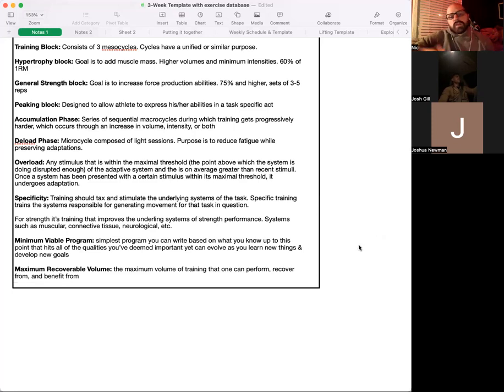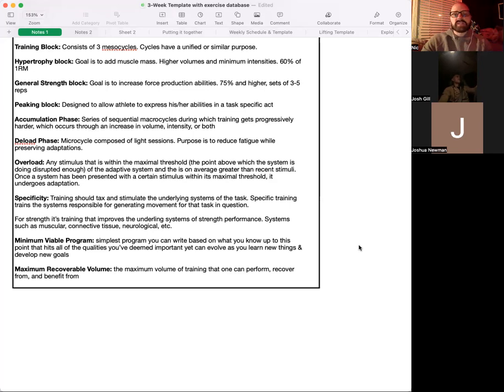Okay. Two aspects we want to look at. We want the minimal viable program. So when I'm writing a program for somebody, this is where we always start. It's the simplest program that you can write based on what you know up to this point that hits all the qualities you've deemed important. So what's the minimum amount of work that I have to do that hits all the qualities that I want to train, whether it's speed, strength, size, endurance? Part of the minimal is where we start, bare minimum. And if we're making progress and we're making adaptations, then we keep doing what we're doing. But sometimes we need to add more volume to elicit certain adaptations.